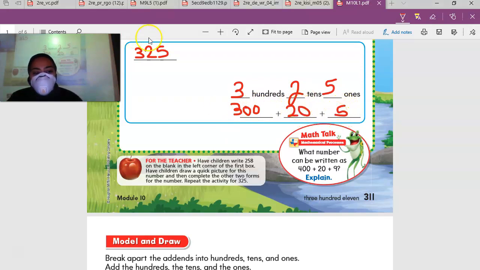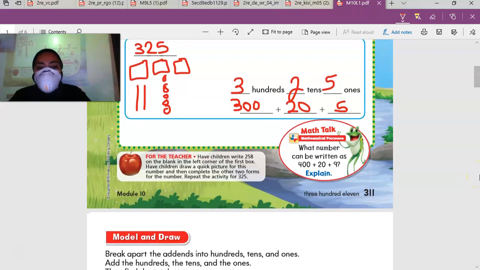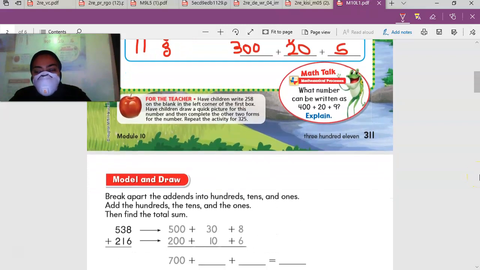And then you write it in picture form. That's how many squares? 300 squares. No, I mean 3 squares that are hundreds. And then 2 tens. And then how many ones? 5 ones. Very simple, right? Nothing hard at all. Very simple. All right.